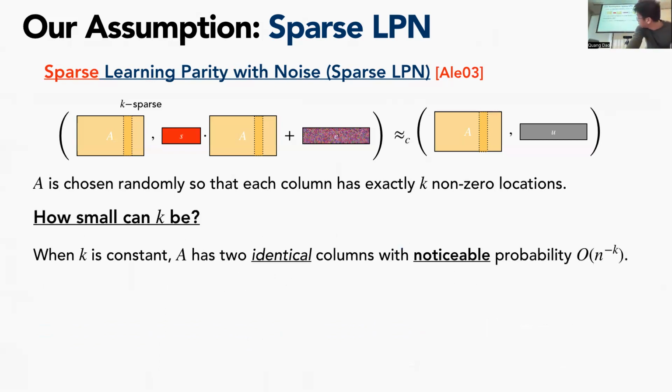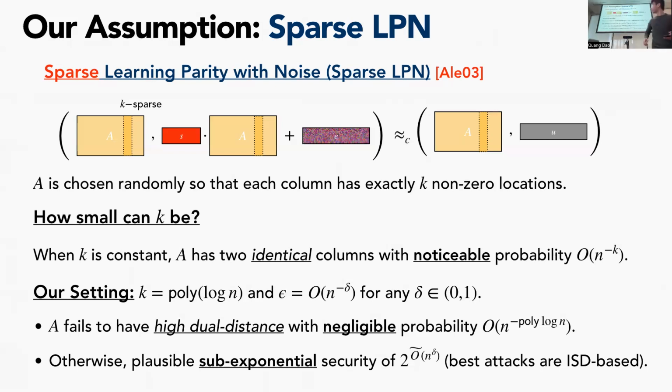So when I say dual distance, I mean you take vectors x such that Ax is equal to 0, so vectors in the kernel of A. And the dual distance is the smallest Hamming weight of such a vector x. High dual distance here means that any such vector x will have omega(1) Hamming weight.